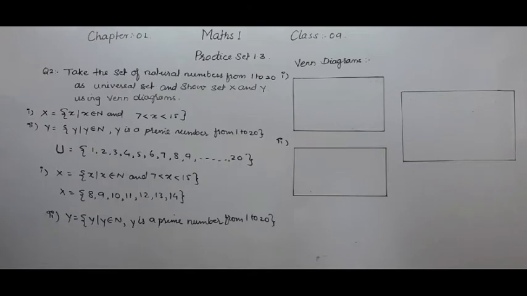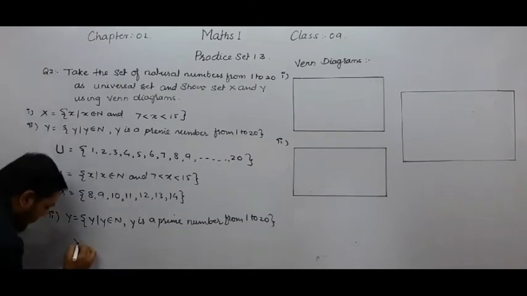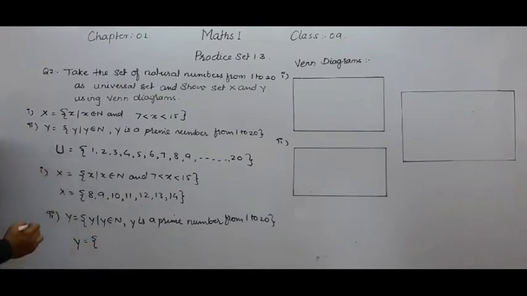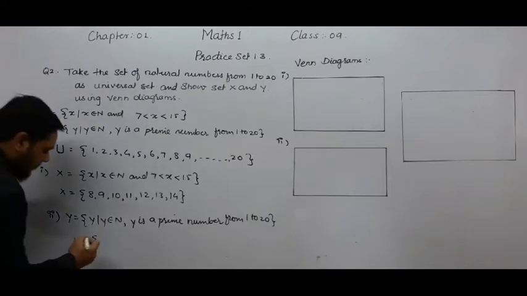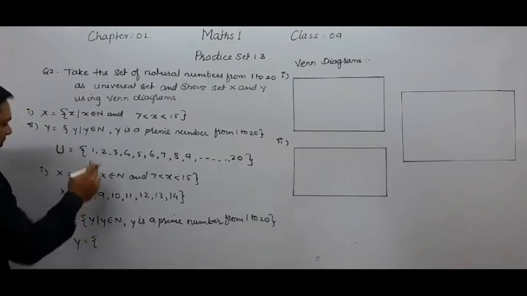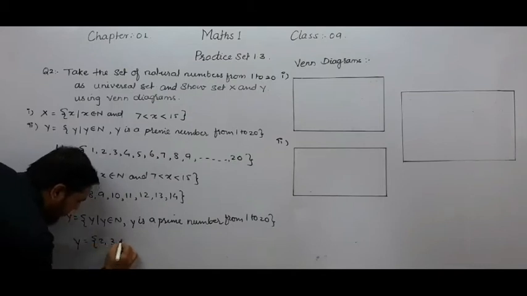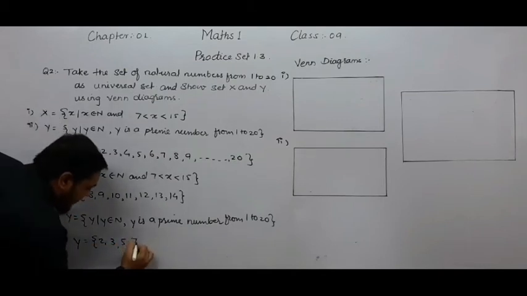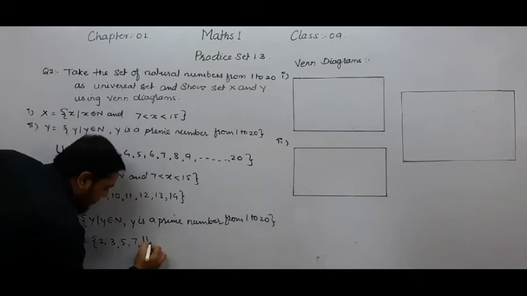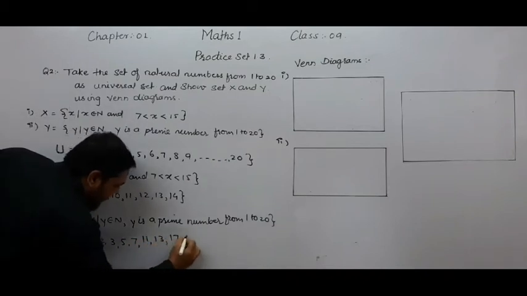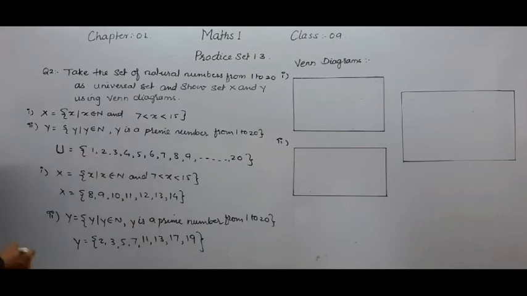Now we have to write this set by the listing method. So Y = the prime numbers from 1 to 20 are, 1 is neither composite nor prime, so 2, 3, 5, 7, 11, 13, 17 and 19. These are the prime numbers between 1 and 20. So we have converted set X and set Y into listing form. Now we can draw the Venn diagram easily by using these sets.